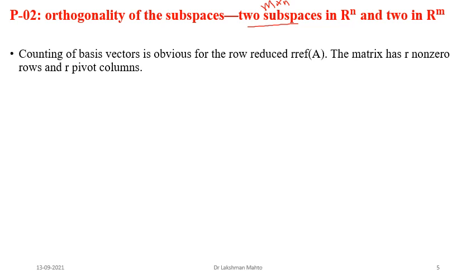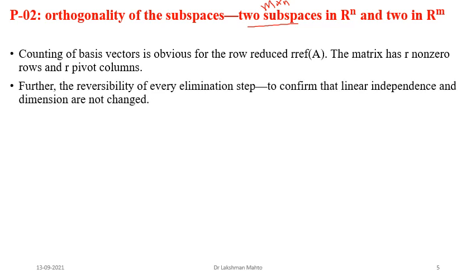R non-zero rows and R pivot columns. So both, because column space and row space share the same dimension. Further, the reversibility of every elimination step confirms that linear independence and dimension are not going to change. That linear dependency of columns, dimension, and rank are all invariant with respect to the Gaussian elimination process. So that's why I have written it here.